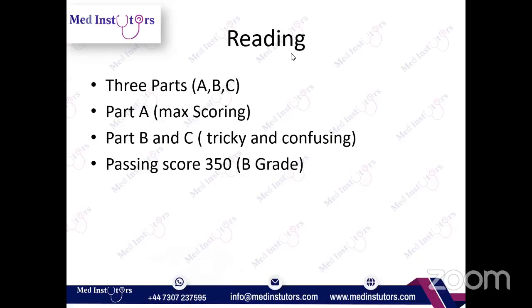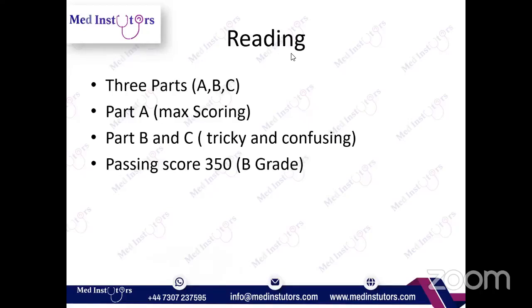If you are able to achieve a maximum score in part A, your chances of passing the reading subtest go up, and you will not be so confused and tense about parts B and C. Those are quite tricky, and the options seem so similar that if you don't have a proper grip on your reading, you will not be able to pick the right answer. To avoid that confusion, you have to score maximum in part A.